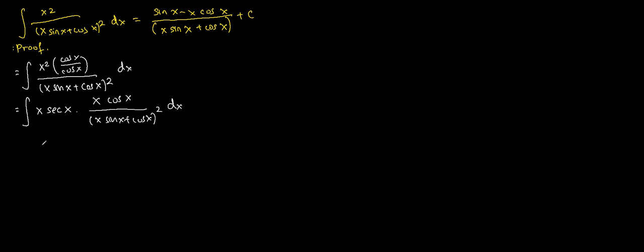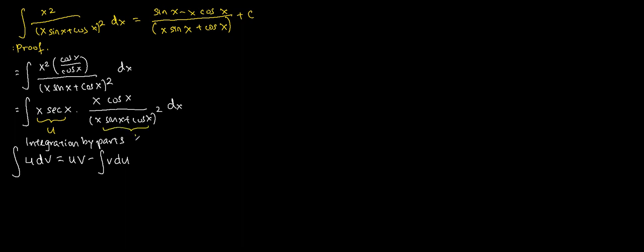Why do we need to do so? Because in the next part we are going to perform the integration technique called integration by parts, whereby we identify one term as u and the other one as dv, so the integral of u dv is equivalent to uv minus the integral of v du. So we let u be x secant x, and dv to be this whole chunk.